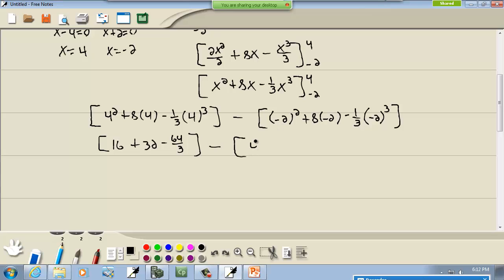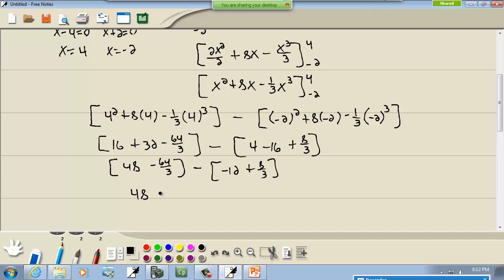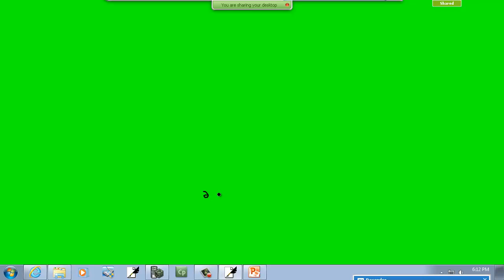Here we got negative 2 squared, which is 4, 8 times negative 2 is negative 16, negative 2 to the third is negative 8, times a negative gives us a positive 8 over 3. Which gives us 48 minus 64 over 3, and minus negative 12 plus 8 over 3. So I got 48 minus 64 over 3. The negative there flips the sign of everything, so it becomes a positive 12.